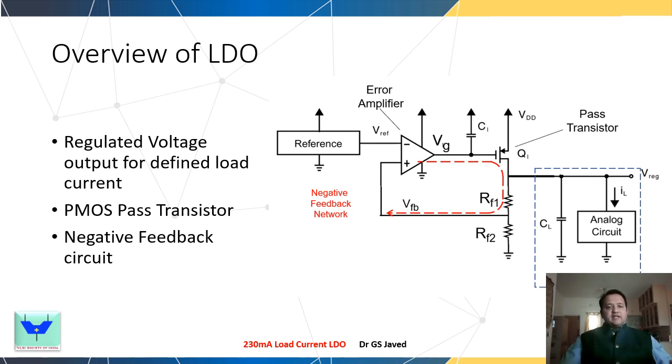An LDO is basically a regulated voltage output for a defined maximum load current. What you have is a PMOS transistor in a negative feedback circuit with an error amplifier which takes an input from a reference and gives the output according to the analog circuit voltage that is present and the amount of current drawn. Here we have a resistive feedback network which compares the two reference voltages that are present here, and the load current is modeled as a capacitive output along with some amount of resistance. The pass transistor here is a PMOS pass transistor and it has its gate connected to the voltage supply using a decoupling capacitor.